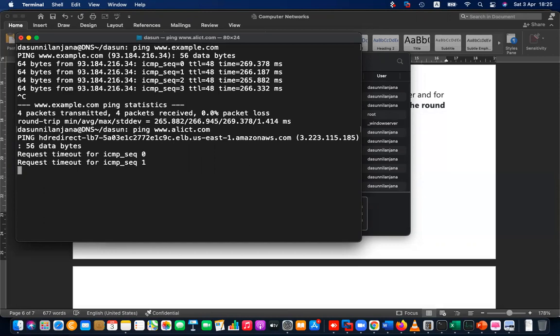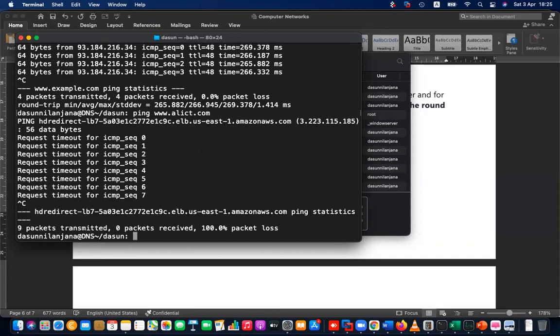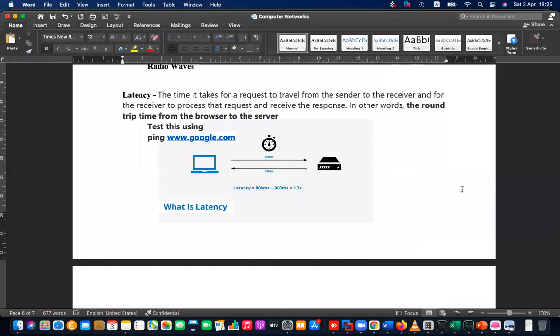Okay, you can see the request timeout. So it means it's not reaching the website or web service. Okay, so now we know that very well.